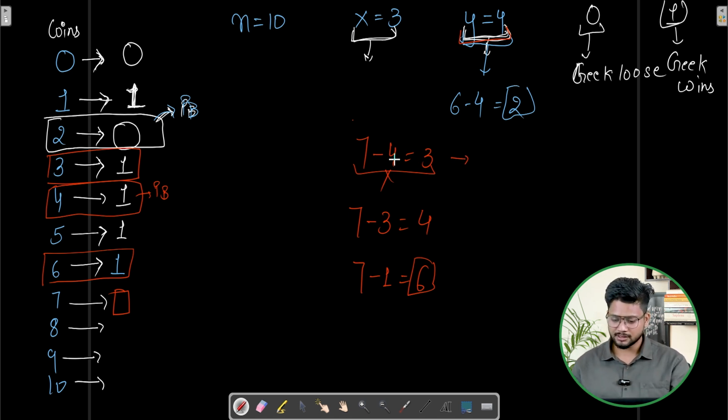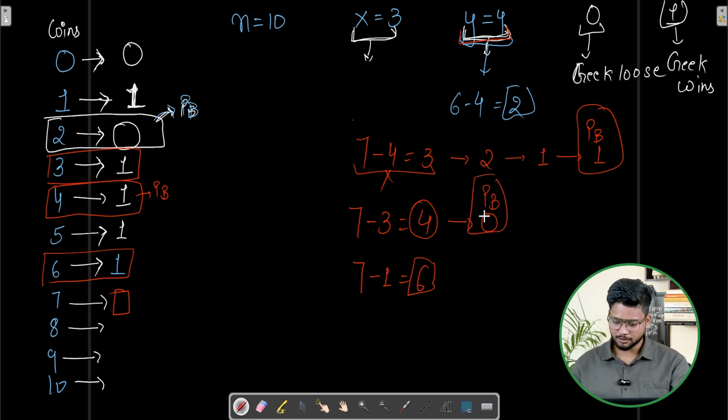Okay, let's see. If there are 3 coins, then player B will take 1 coin and 2 coins are left. And if there are 2 coins, then player A will take 1 coin and player B will take the last coin and he is going to win. If we have 4 coins, then player B will take 4 coins and win. Okay, so player B is going to be the hero.